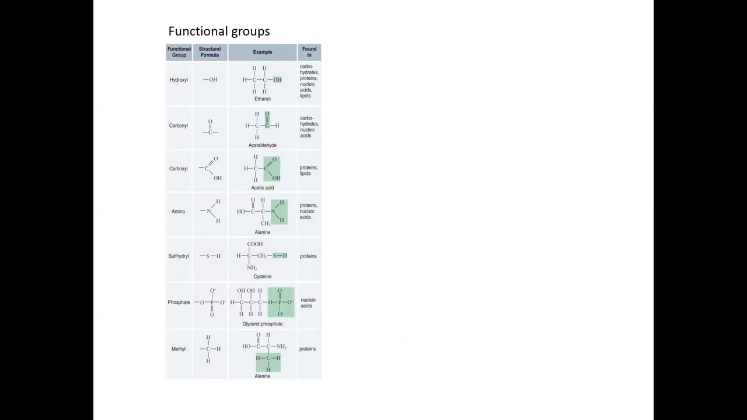Now we're going to look at some of these structures here. We're going to go through all 7 of these different basic functional groups. This is really basic. You need to be able to identify the functional group and name it. You need to be able to tell me whether or not it's polar or nonpolar.